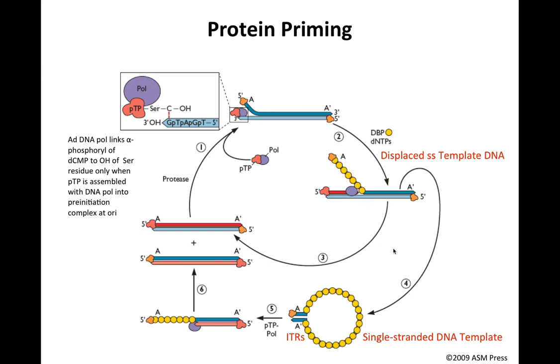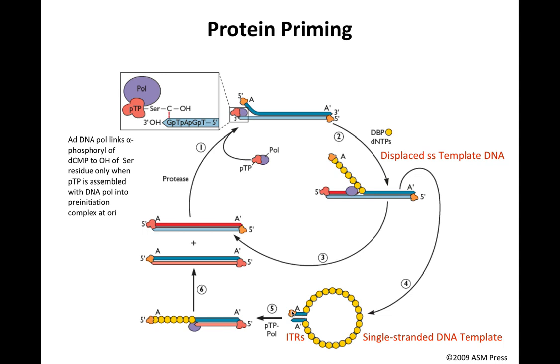The other strand, what happens to that? The one single displaced template strand coated with DNA binding protein. That's shown here. Now, the ends of adenovirus DNA happen also to be inverted terminal repeats like the ends of parvovirus DNA genomes. And so they can hybridize, as you can see here. They're complementary. So they form this structure, a kind of a panhandle structure, I guess, if you will.